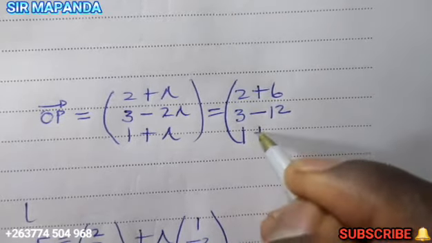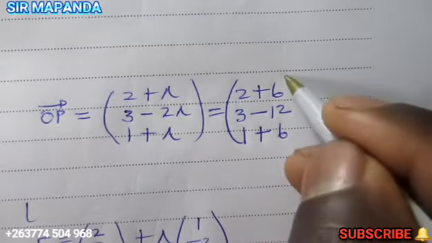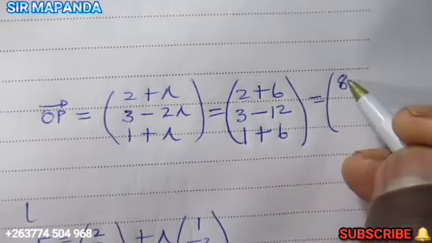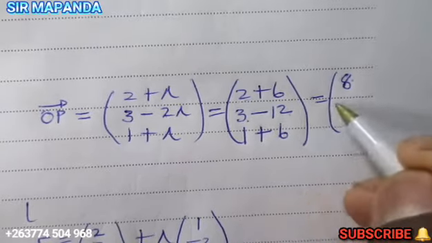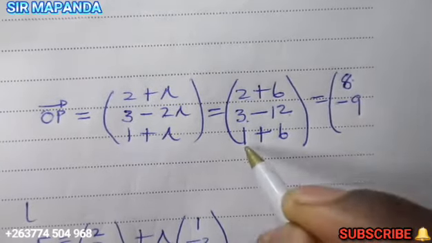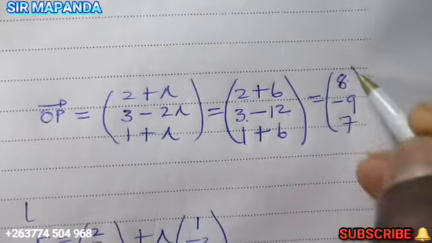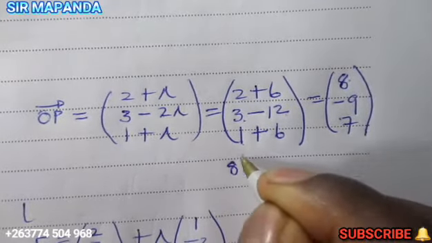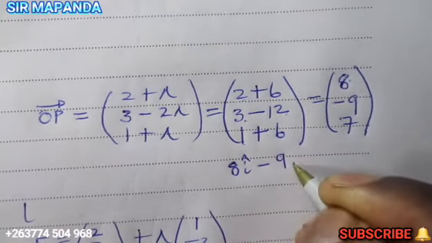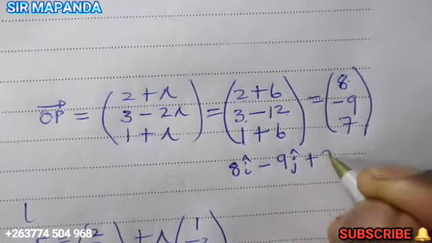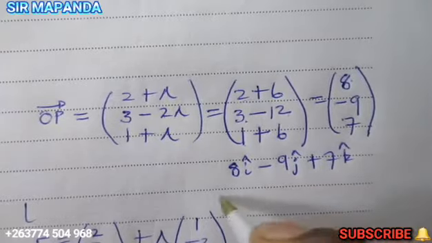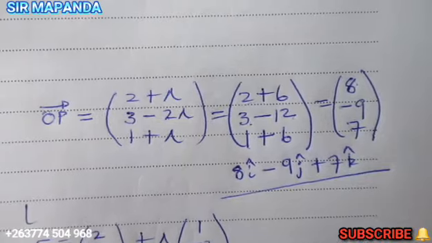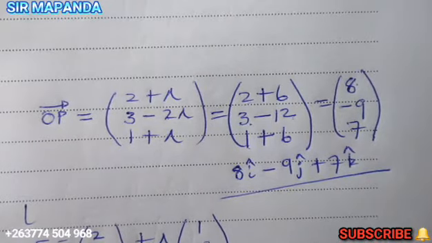Then 1 plus 6. So you have 8. 2 plus 6 is 8. Then 3 minus 12, you get minus 9. Then 1 plus 6, it gives you 7 as your position vector, which can be presented as 8i minus 9j plus 7k. Then you are home and dry. I hope you are listening, class. So I want you to stay tuned as we move on to the next question.